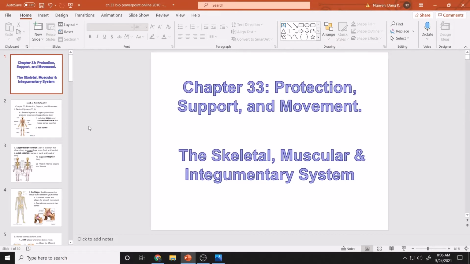Welcome to the Chapter 33 Protection, Support, and Movement unit. So I will describe the skeletal, the muscular, and the integumentary system, which is a fancy way of saying your skin.